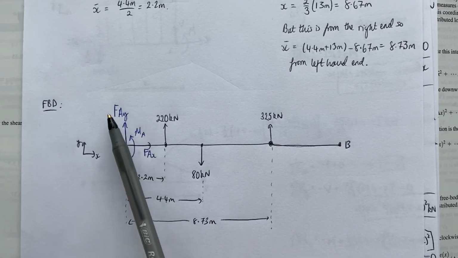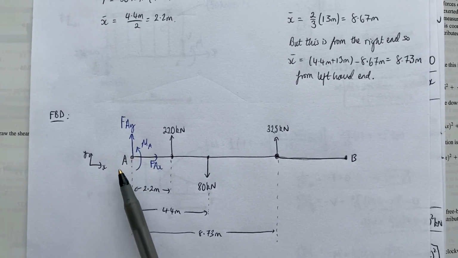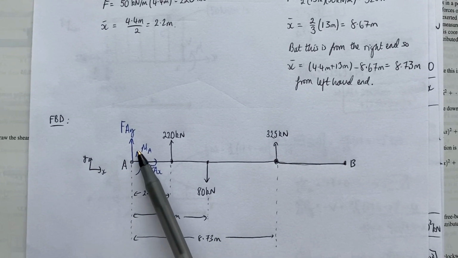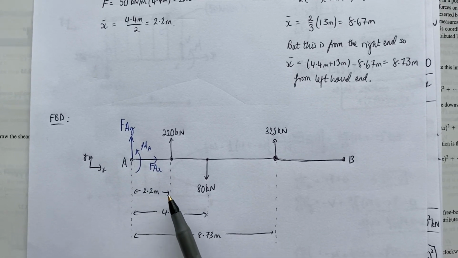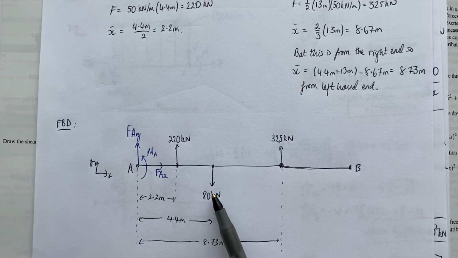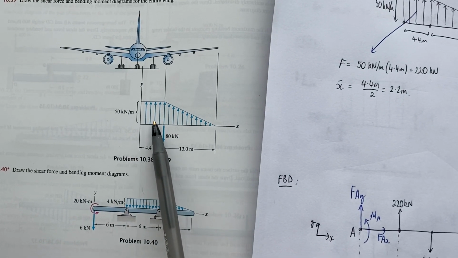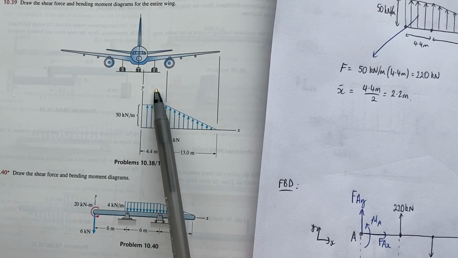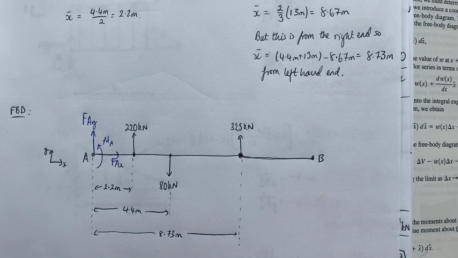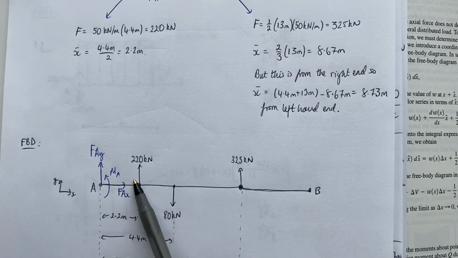So I've got a fixed support where the wing touches the fuselage, so that means I have a reaction in the x direction, a reaction in the y direction, and a moment. And then this is the weight of the engine that I was given in the question, remember? And then I also have a force vector acting here and a force vector acting here that I can draw on to my free body diagram.